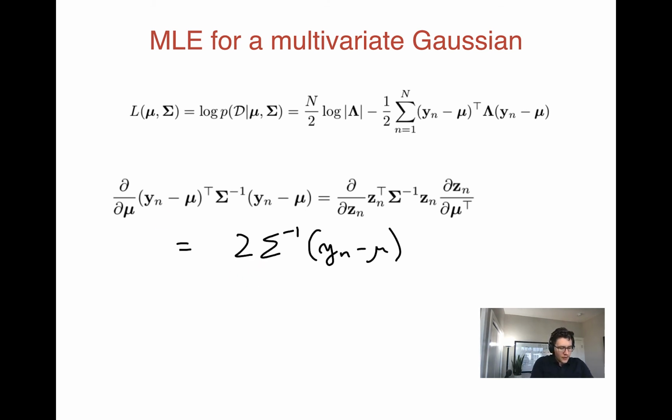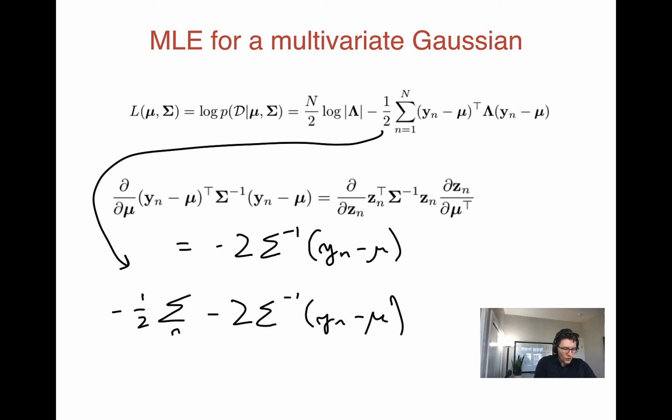So now recall that this was just one term of our big sum here. So let's reintroduce our sum. We get negative 1/2 sum over n of this thing here. I forgot the minus here earlier. And so the 2 goes away, the negative goes away. Notice that our sigma inverse doesn't depend on n, so we can pull that out of the sum. That's our derivative. Let's set it to 0.